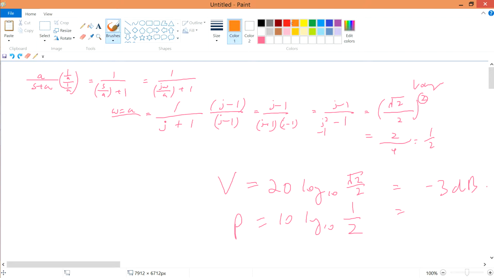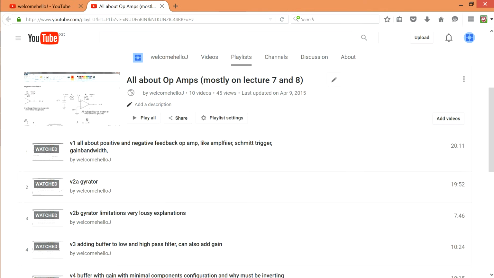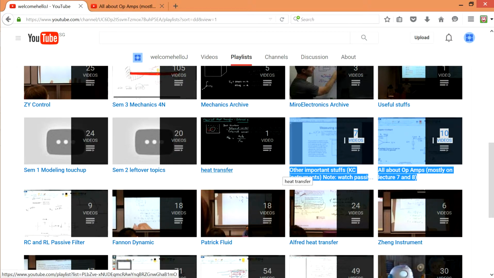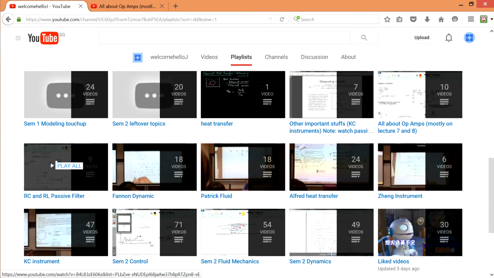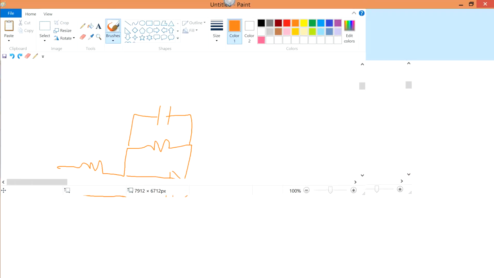Okay, so I have a little time, I'll just briefly talk about why is our transfer function over here, why do we output a voltage? Why is it that this thing that we evaluate is a voltage? So just a brief recap, we have an op-amp something like this. I may be drawing it wrong. If you don't know what I'm talking about already, or if you are keen to learn or you forgot, you can watch all about op-amps in my playlist. Nonetheless, you can watch other important stuff, KC instrument, all these two playlists. If you are keen to look at it, you can just click and look at it. But anyway, let's come back here.